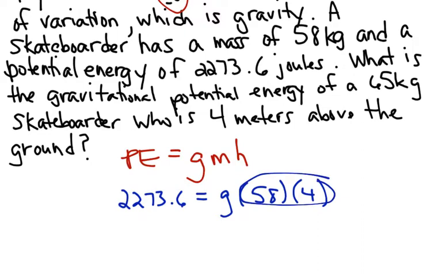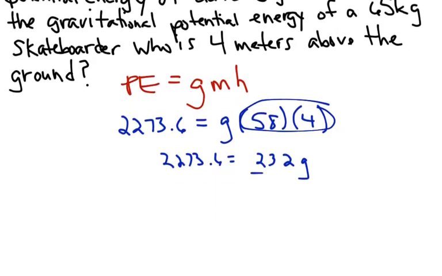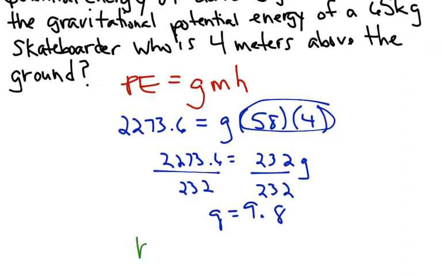So we're going to multiply these two. So I get 232G is equal to 2,273.6. And then I'm going to divide by 232. And we're going to find out that G is about 9.8. And if you know anything about the gravitational pull, g, that we use in physics, it is 9.8 meters per second squared.